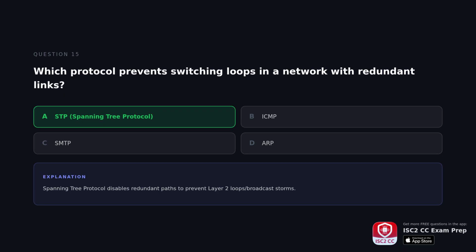The correct answer is STP, Spanning Tree Protocol. Spanning Tree Protocol disables redundant paths to prevent Layer 2 loops and broadcast storms.